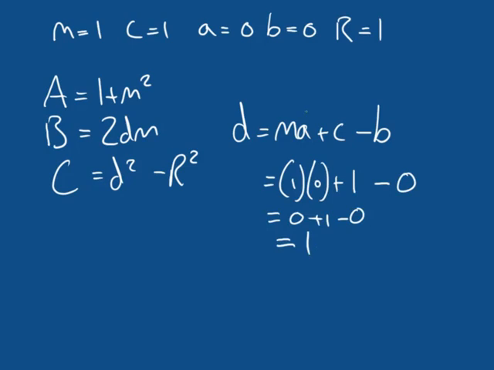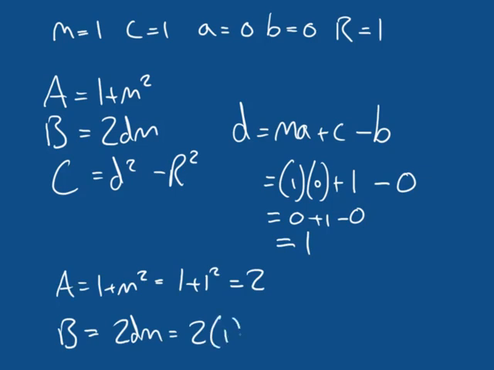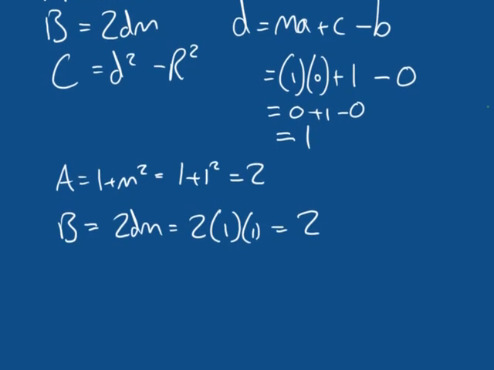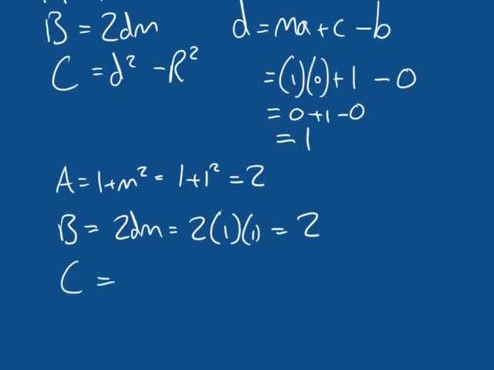We can now find the values of a, b, and c, so a is equal to 1 plus m squared, is equal to 1 plus 1 squared, is equal to 2. b is equal to 2 times d times m, so that's equal to 2 times 1 times 1, so b is equal to 2. Notice how much quicker we are finding a, b, and c here. So already we can see the benefits of having transformed our problem to a simpler space. And c is equal to d squared minus r squared, so that's going to be equal to 1 squared minus our radius was 1 as well, 1 squared, so c is equal to 0.